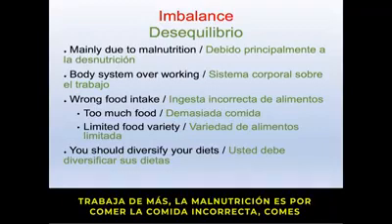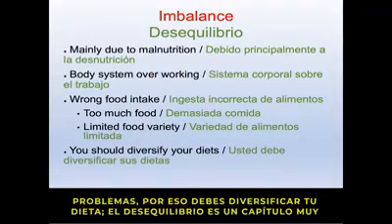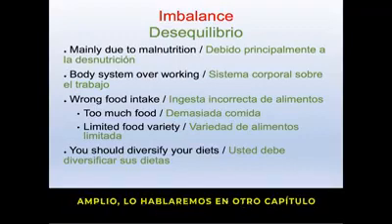You work too much now. Just now we say malnutrition also is due to the wrong food intake. For example, you take too much food, and the food is limited in variety. That creates a lot of problems, and that's why you should diversify your diets. So this imbalance also is a big chapter. We are going to discuss it in some other chapter.